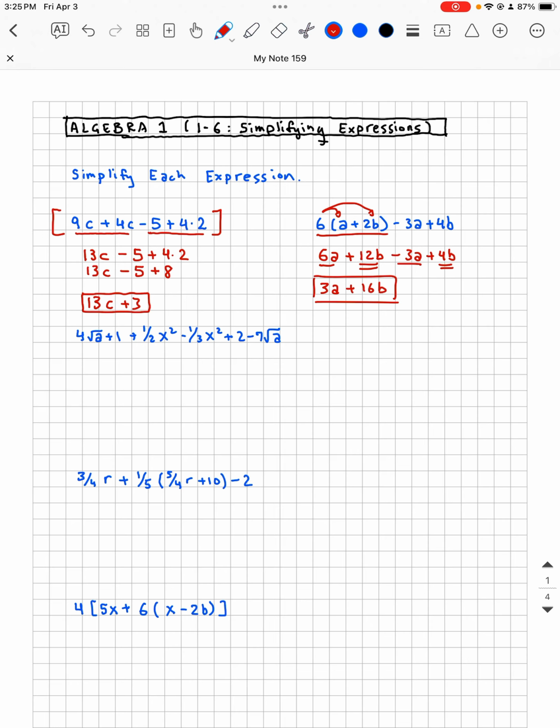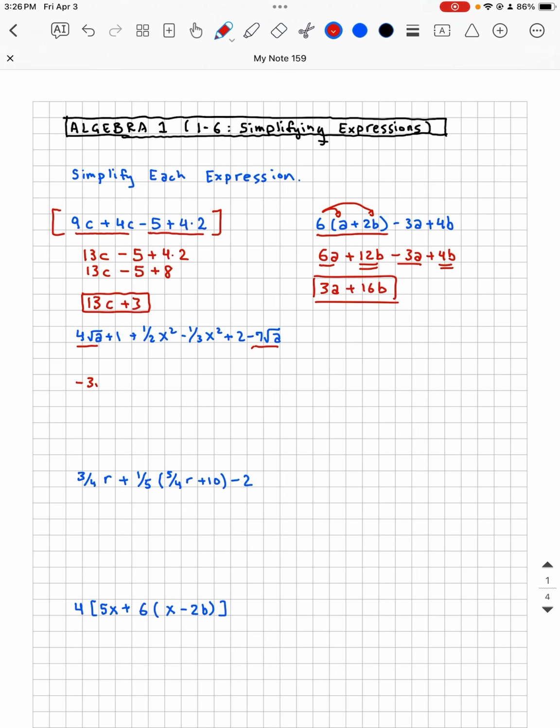Next one, same idea. We're going to combine the like terms. I'll usually try to underline them so that you can see what the like terms are. The terms with the square roots are 4 root a minus 7 root a. Whatever I underline, you can probably just combine together. If I have 4 of something minus 7 of something, that's kind of like saying 4 minus 7.